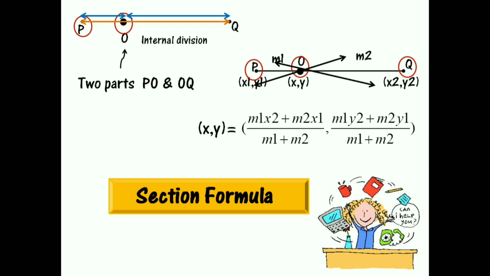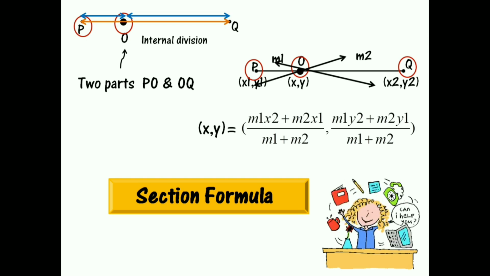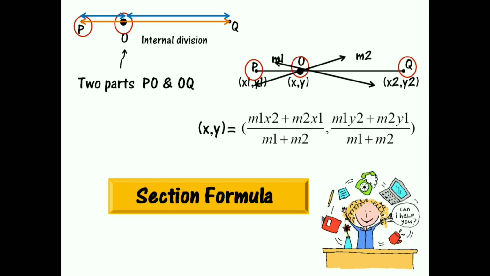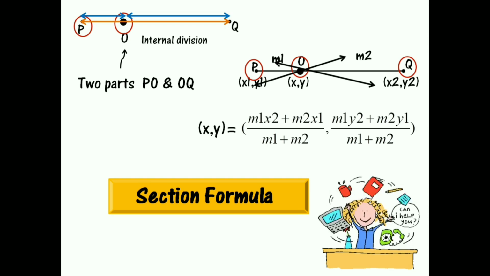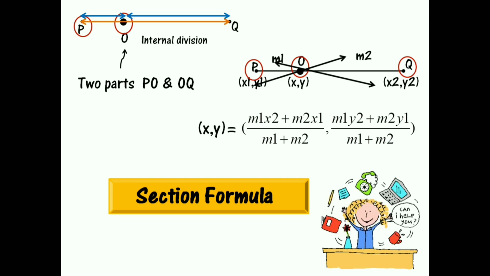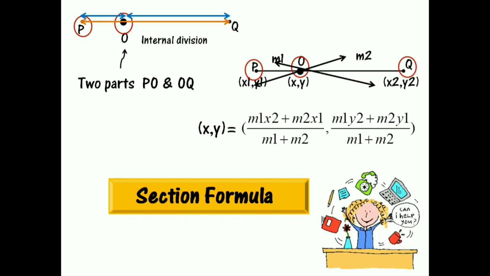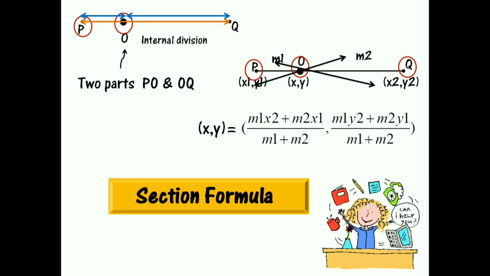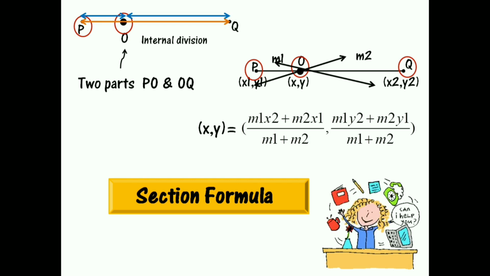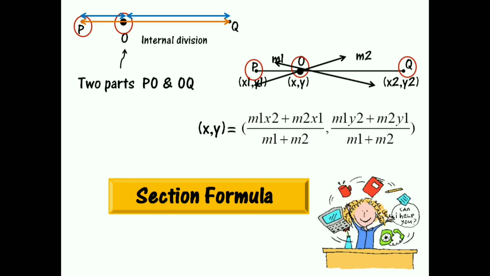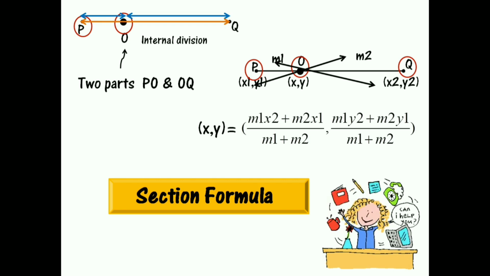So this is called the section formula. The coordinates of the point (x, y) which divides the line segment joining the points P(x1, y1) and Q(x2, y2) internally in the ratio m1 is to m2 are (m1 x2 plus m2 x1) divided by (m1 plus m2), and (m1 y2 plus m2 y1) all divided by (m1 plus m2). So this is known as the section formula.